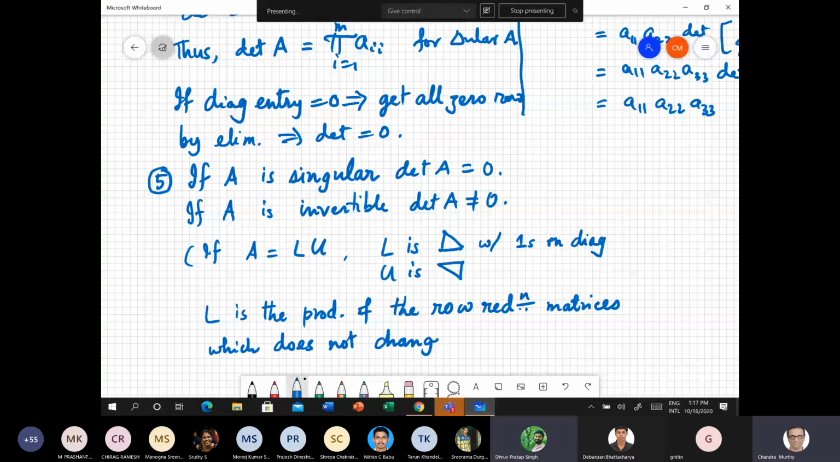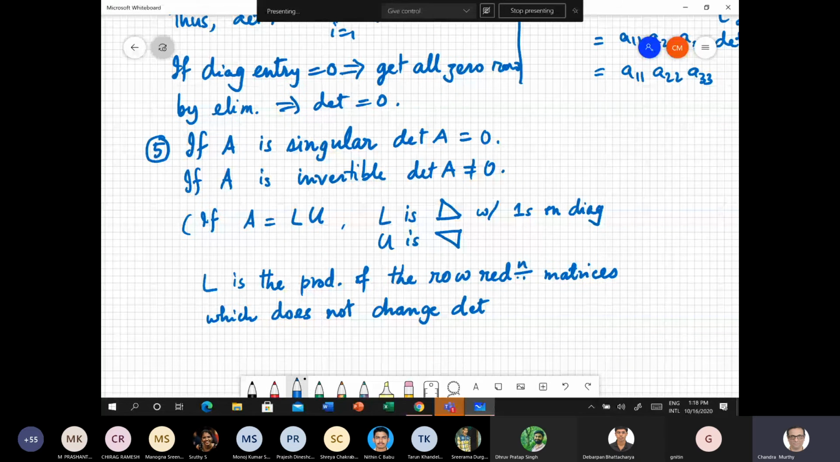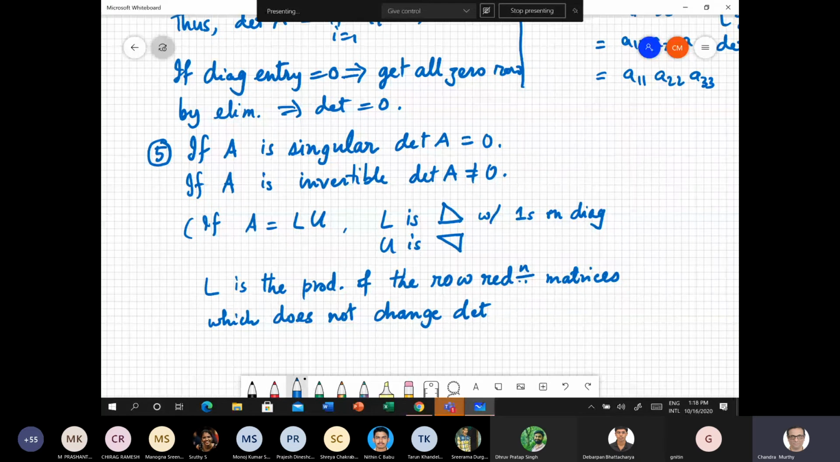Sir, should you also have all the diagonal elements as one? No. U has the pivot elements along the diagonal. But there is another decomposition which we will study. I'm not going into the detail here because we're going to study these decompositions of matrices separately later on.